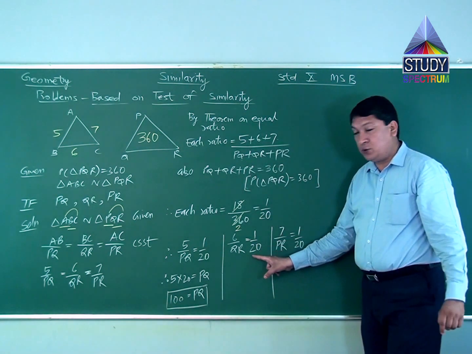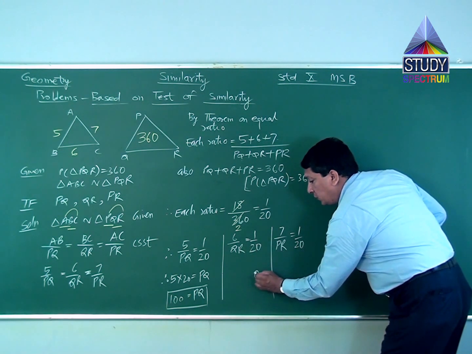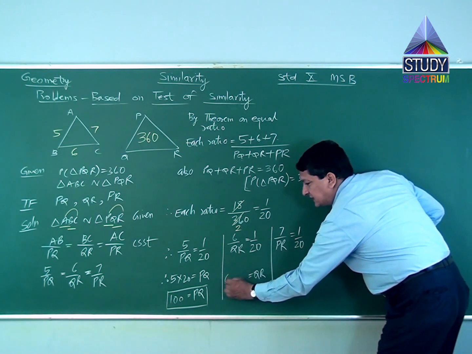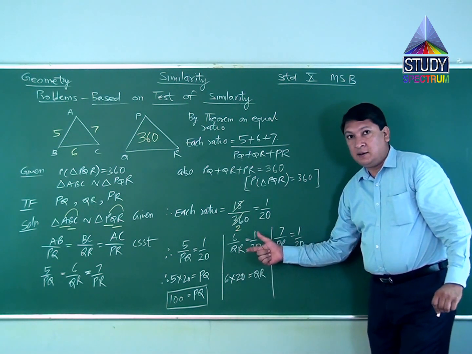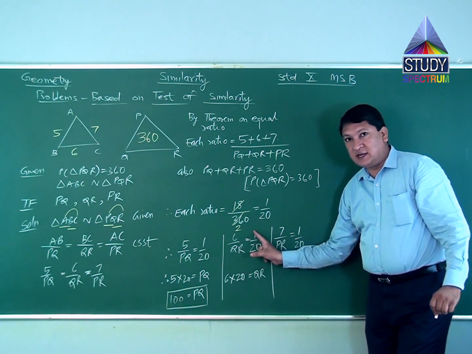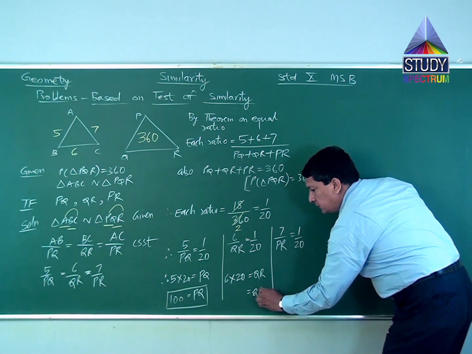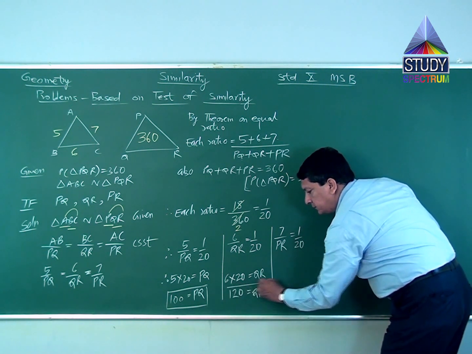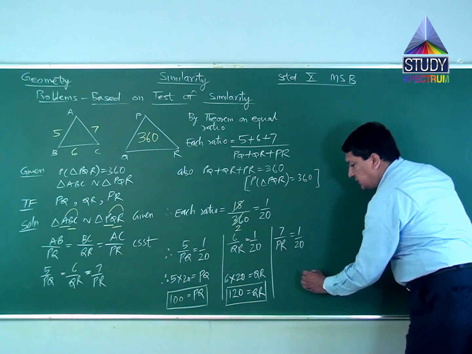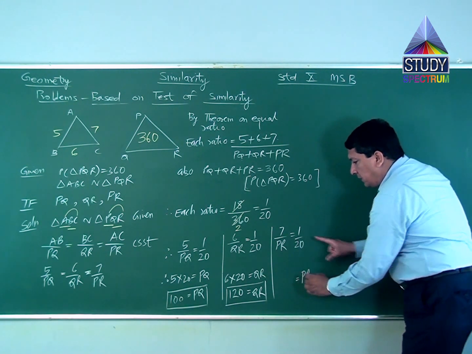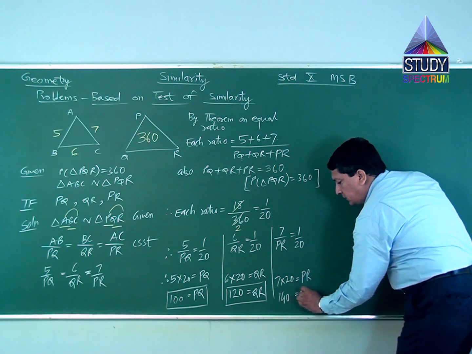This I think you can do yourself now. QR will go this side, right? So QR equals 6 into 20. You're getting it? How we got QR this side? Because when you are multiplying, QR will go this side and you have to multiply these two terms. So QR becomes 120. Third one, PR this side. PR becomes 7 into 20. 7 into 20 is 140. This is the value of PR.